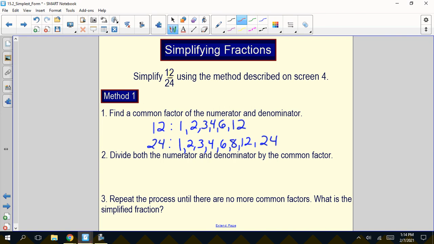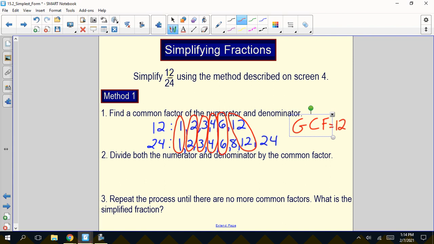Now, let's look for numbers that they have in common. Well, we know they're going to have 1 in common. But they also have 2. They also have 3. They also have 4. They also have 6. And they have 12 in common. Now remember, we're looking for the greatest common factor, which is 12. So we're going to divide the numerator and the denominator by 12.